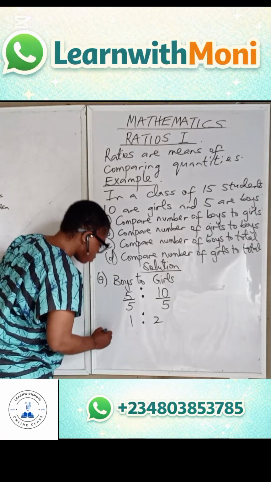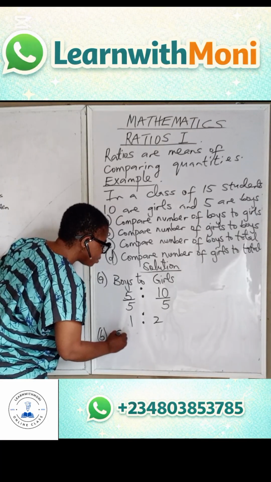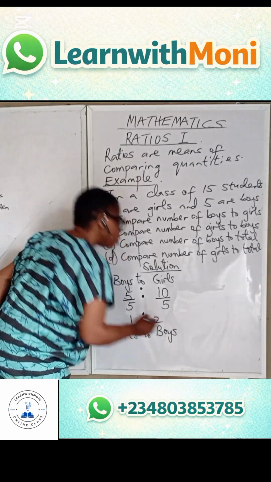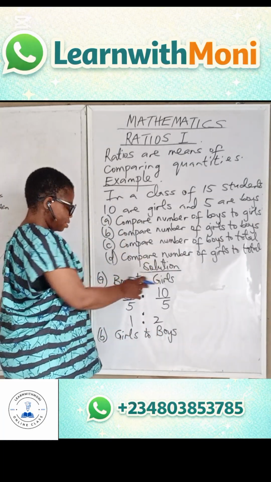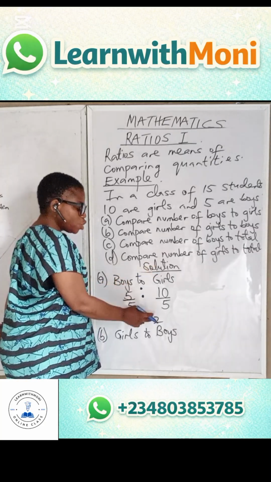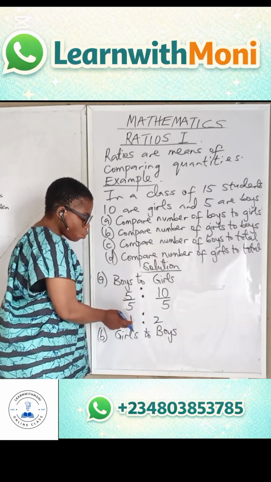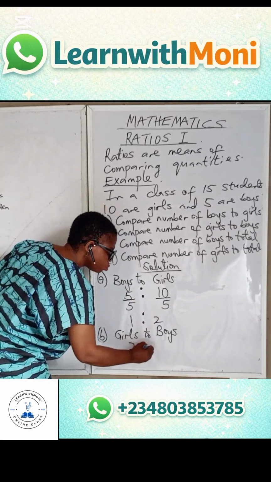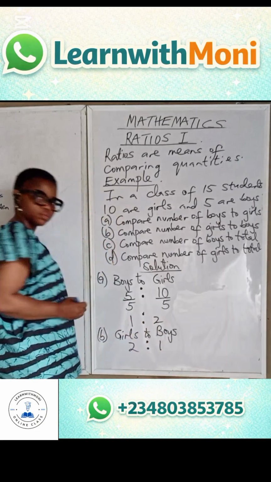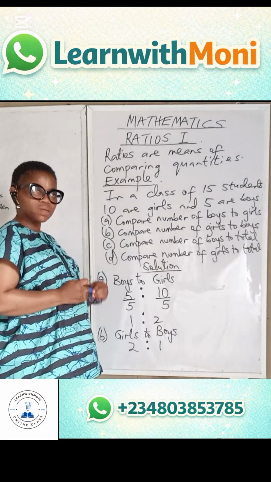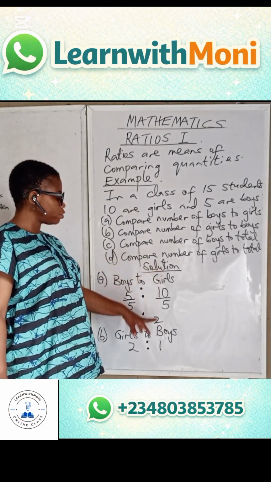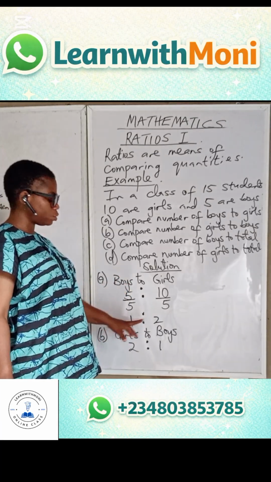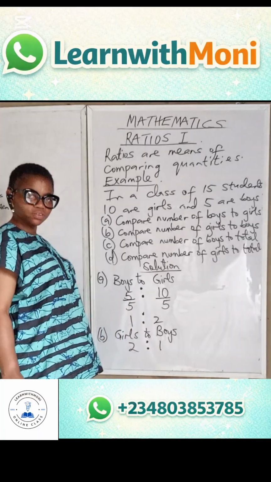Let's see the other part of that question, the B. Comparing girls to boys. Remember, girls is 10, boys are 5. So the ratio 2 is for girls and the ratio 1 is for boys. And that is going to be ratio 2 to 1. Don't get it twisted. Don't mistake one for the other. The ratio for girls is 2, so you have to stick to that. The ratio for boys is 1, so you have to stick to that.